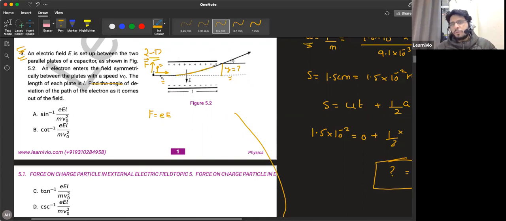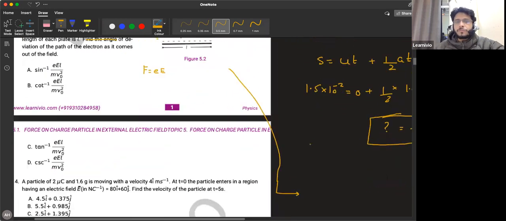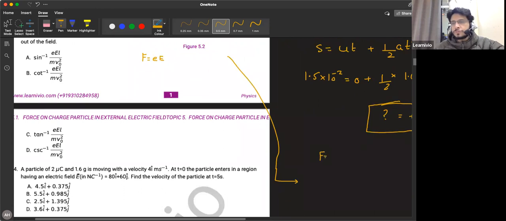And when it moves out of the field, this electron has deviated from its original path. The original path was this, along the x-axis. When it goes out of the field, it's here. So there is this y deflection that you are supposed to calculate. To calculate this y deflection, we will first calculate the force.